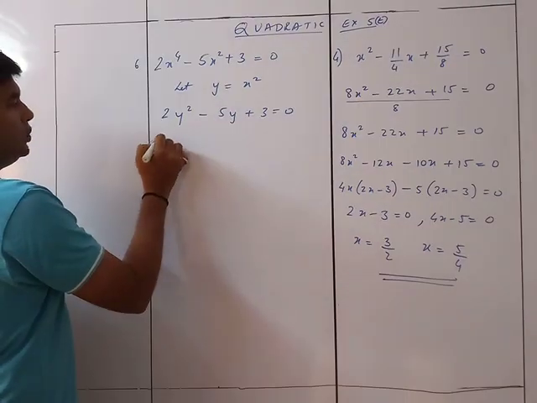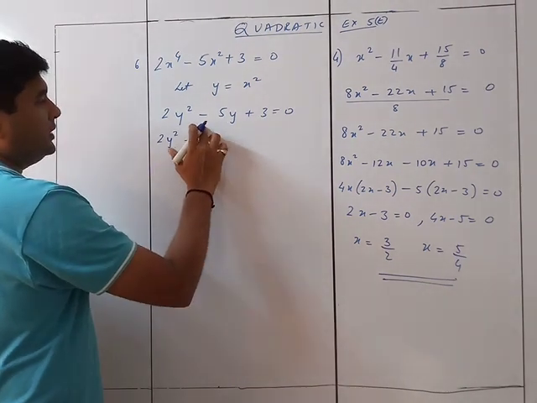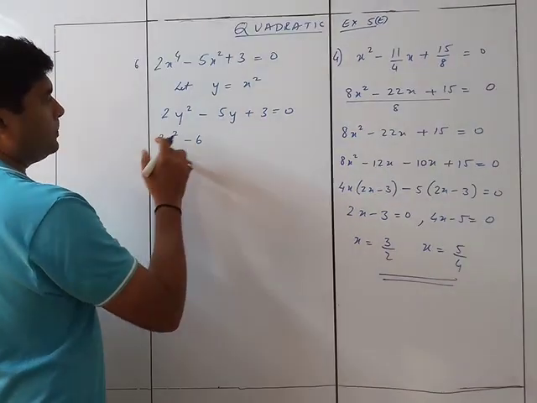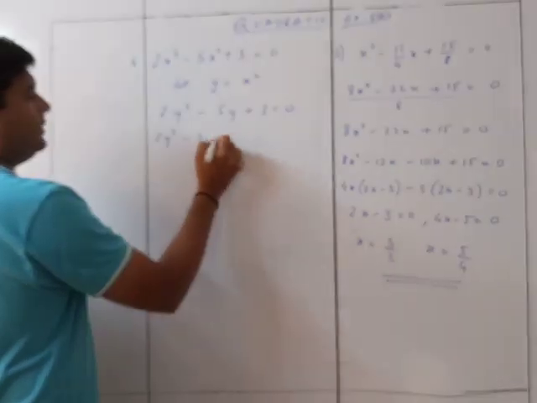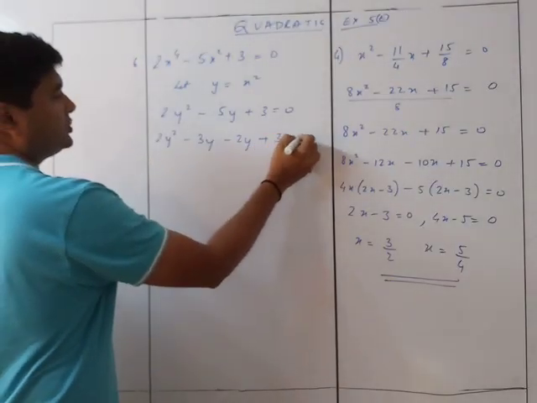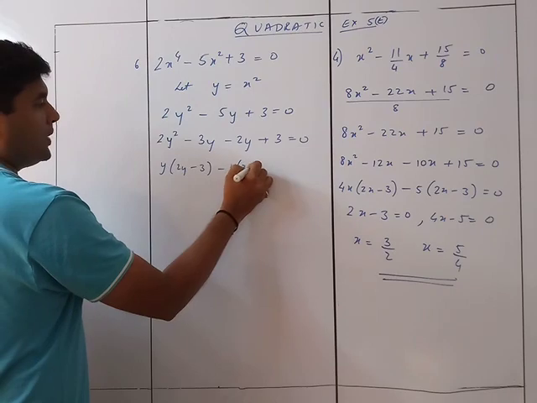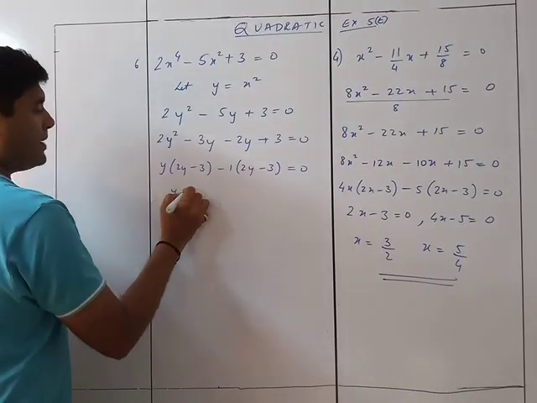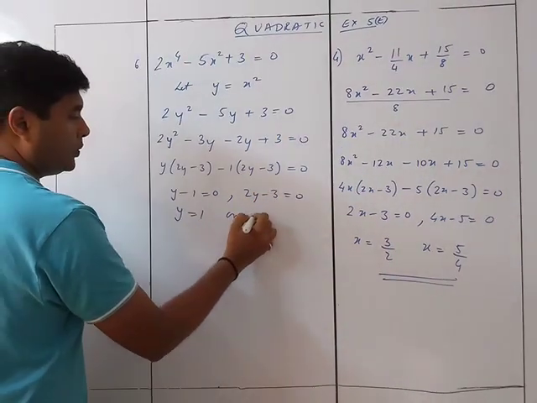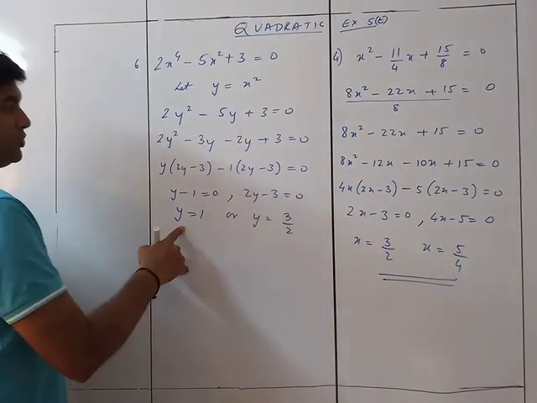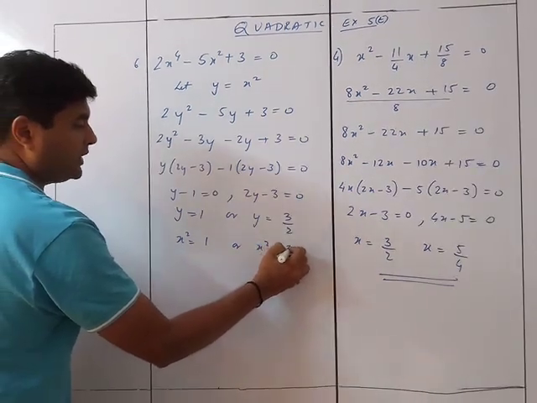So again 2y square, now we are not 6, and so 6 will be minus 3y minus 2y plus 3 is equal to 0. So y into 2y minus 3 minus 1 into 2y minus 3 is equal to 0. So y minus 1 is equal to 0 and 2y minus 3 is equal to 0. So y is equal to 1 or y is equal to 3 upon 2. So now we know that y is equal to x square. So x square is equal to 1 or x square is equal to 3 upon 2.